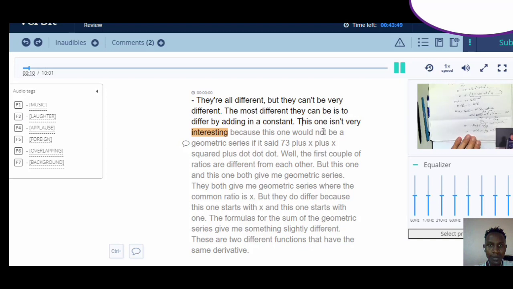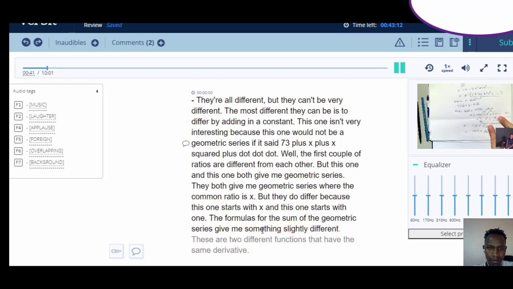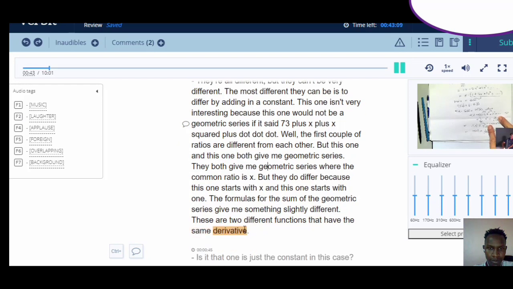This one isn't very interesting because this one would not be a geometric series. If it said 73 plus x squared plus ... Well, the first couple of ratios are different from each other. But this one and this one both give me geometric series where the common ratio is x, but they do differ because this one starts with x and this one starts with 1. So the formulas for the sum of the geometric series give me something slightly different. So these are two different functions that have the same derivative.